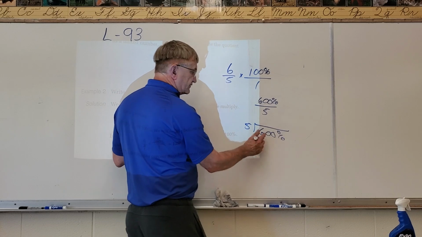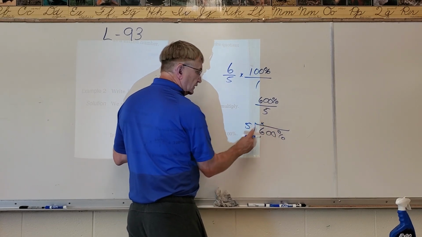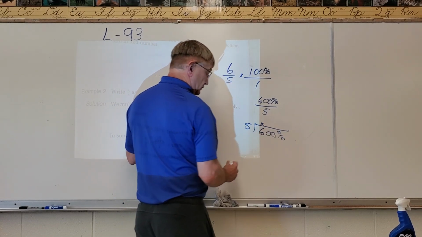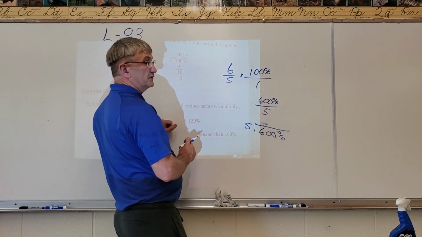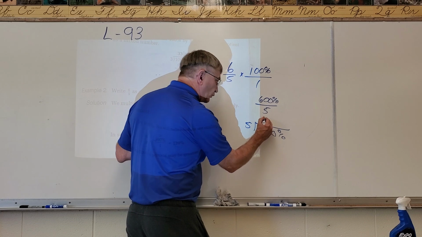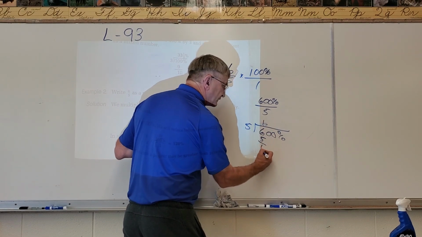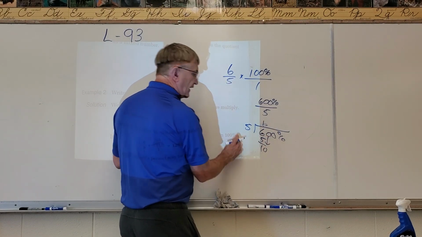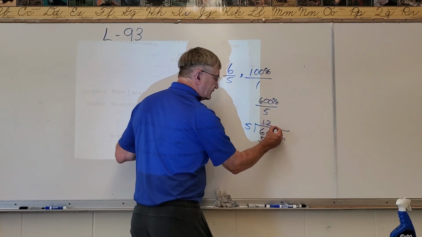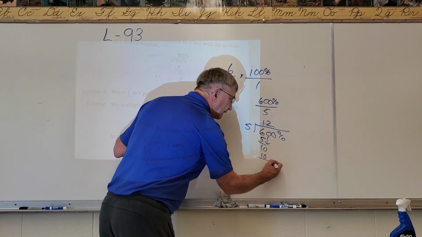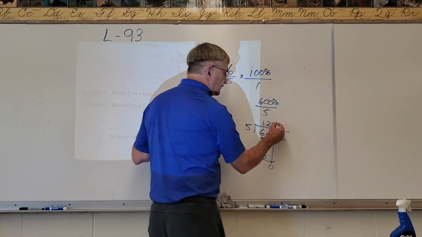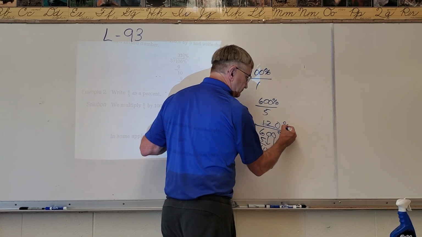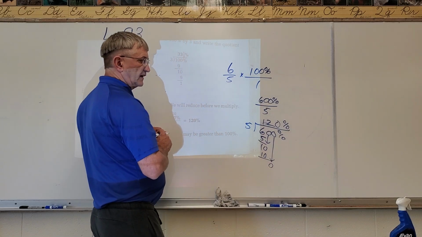All right, 5 into 6 doesn't go. 5 into 60 goes, or excuse me, time out. I messed up. Let's back that up. I want to do different stuff in there. 5 into 6 goes 1 time. Bring down. 5 into 10 goes twice. Bring down the last 0. 5 into 0 goes 0 times. Bring my label up. Percent, 120%.